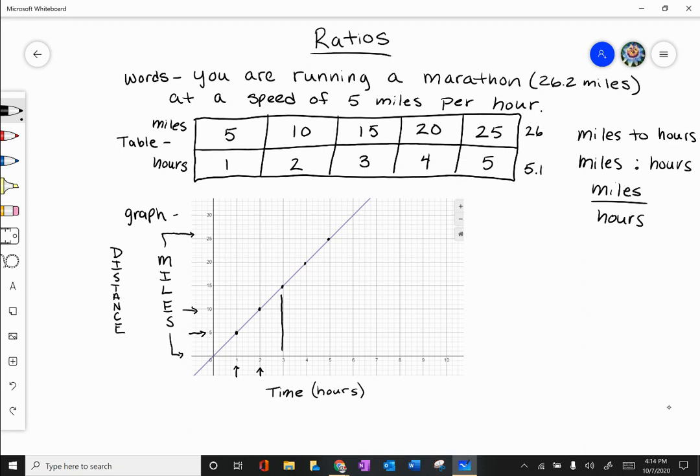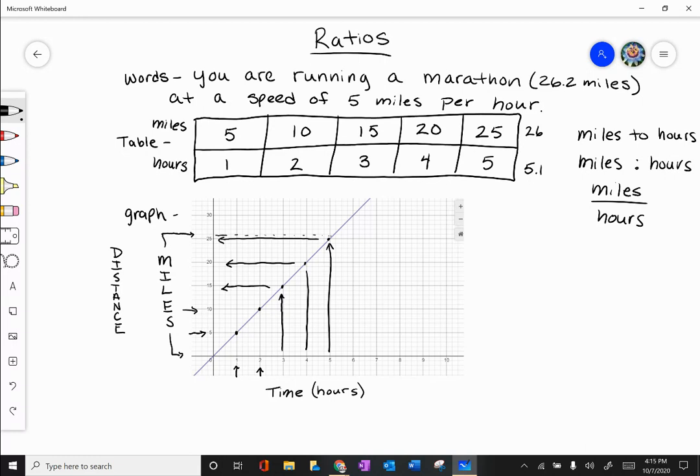If we follow 3 up, how far did you go? 15 miles. So 4 is at 20 miles, and 5 brings us to 25 miles. So to go 26 miles, it's just a little bit over 5 hours. So this graph shows us the same ratio that this table displays, and the words tell us the same thing also, that we're going 5 miles per hour.